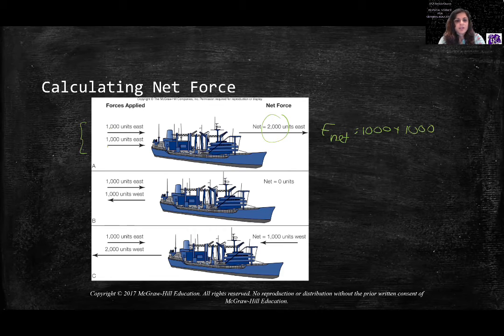Now, if we look over here in B, we have one tugboat pushing in this direction with 1,000 and the other one pulling in the opposite direction. So if we let this direction be positive, then the opposite direction becomes negative. And so the net force, which is the sum of the forces, will be 1,000 for the one that's in the positive direction, plus negative 1,000 for the force that's in the opposite direction.